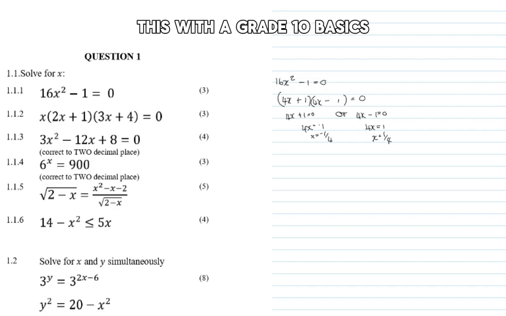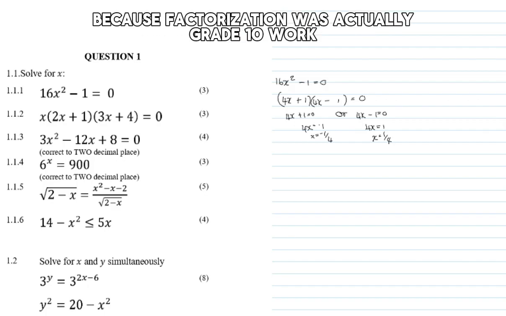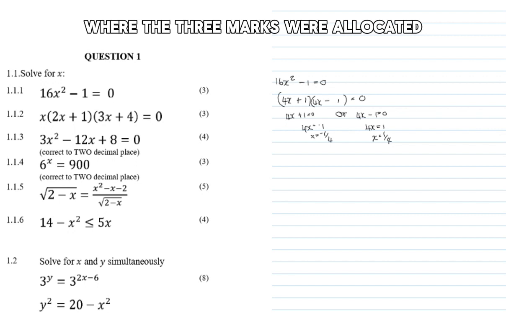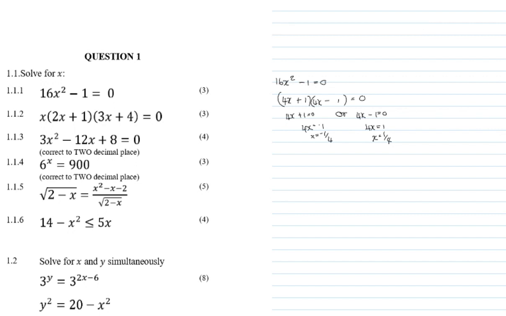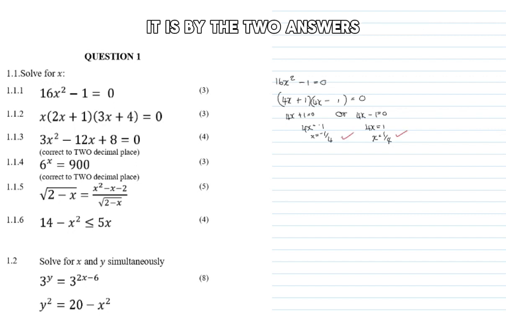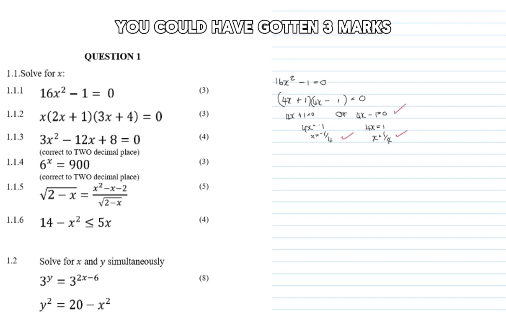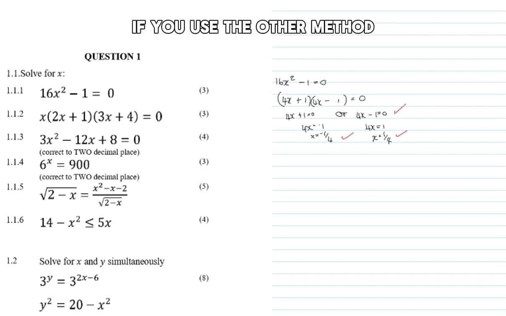This is with the grade 10 basics, because factorization was actually grade 10 work. The other way you could have done this, and this is where the 3 marks were allocated, is by the 2 answers and also for the method that you used. You could have gotten 3 marks if you use the other method.